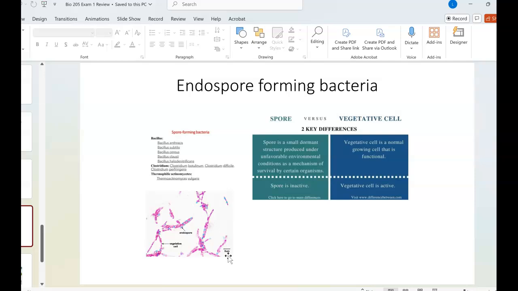I also have some examples. We talked about a couple of examples like Clostridium botulinum. We also talked about Clostridium tetani, and I also mentioned C. diff, which is certainly a concern in healthcare.